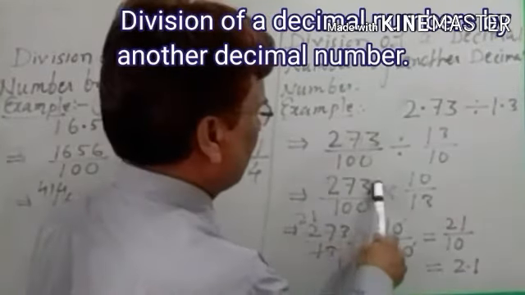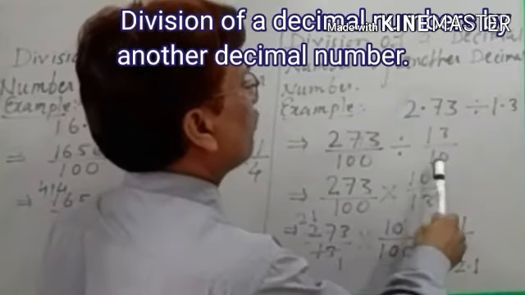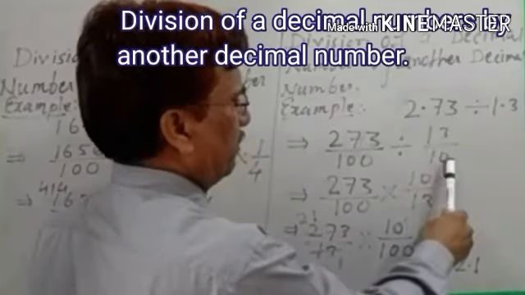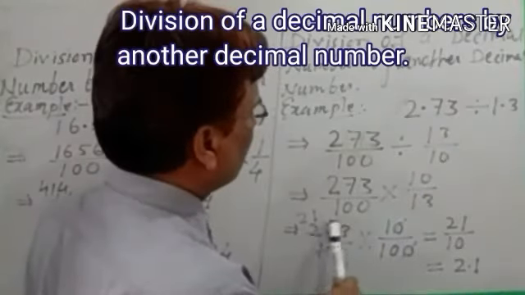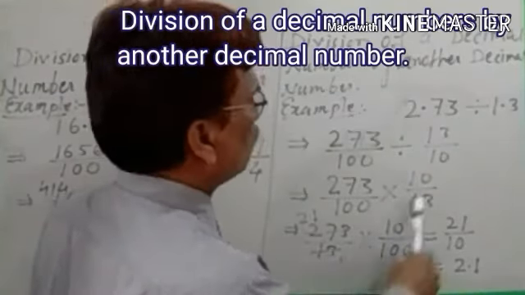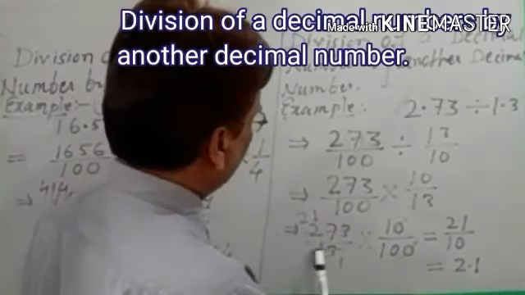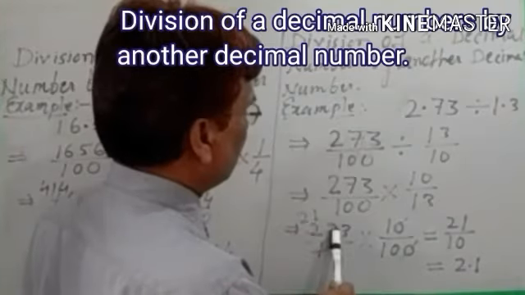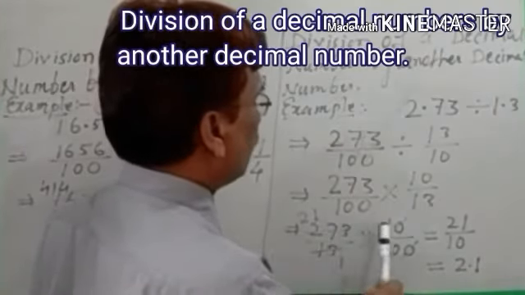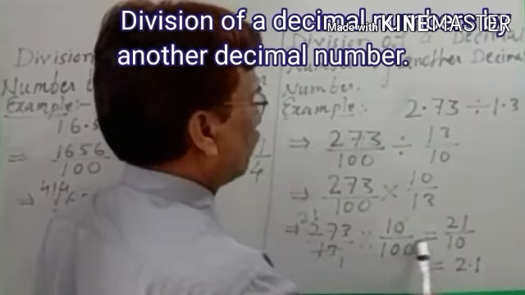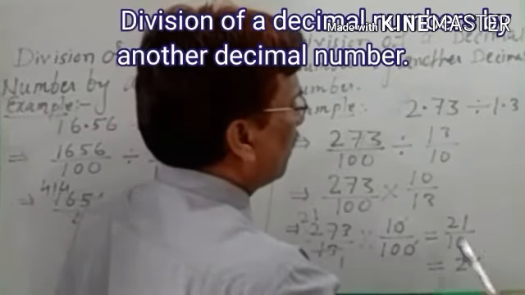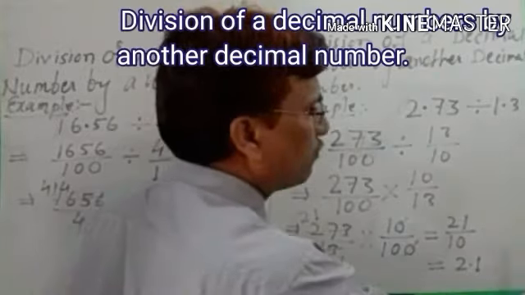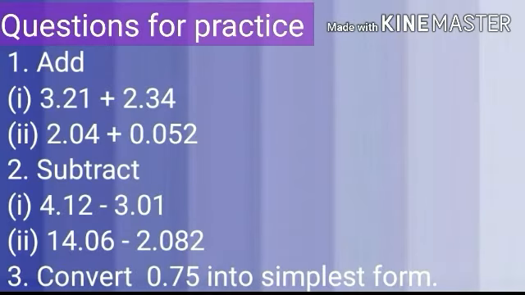Now 273 upon 100 into 10 upon 13. 10 upon 13 is the reciprocal of 13 upon 10. Okay? 273 upon 13 into 10 upon 100. We can cancel it. We get 21 upon 10. Okay? And now we will again convert into decimal form. We get 2.1.